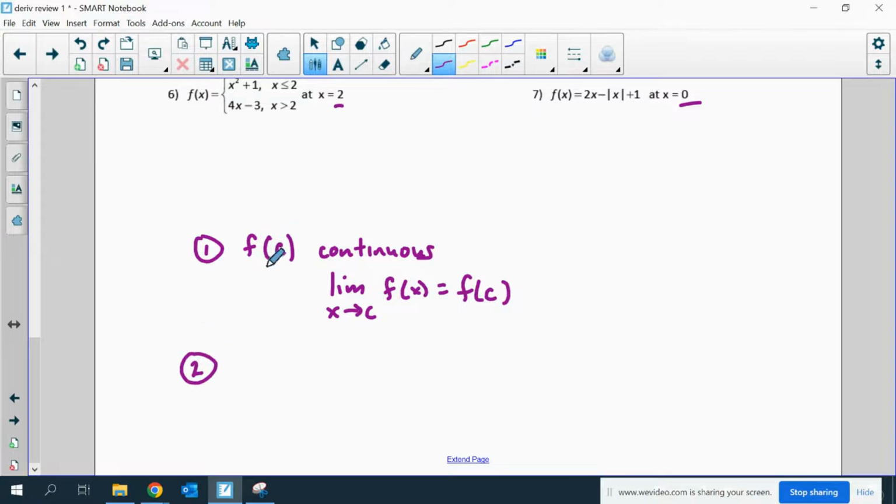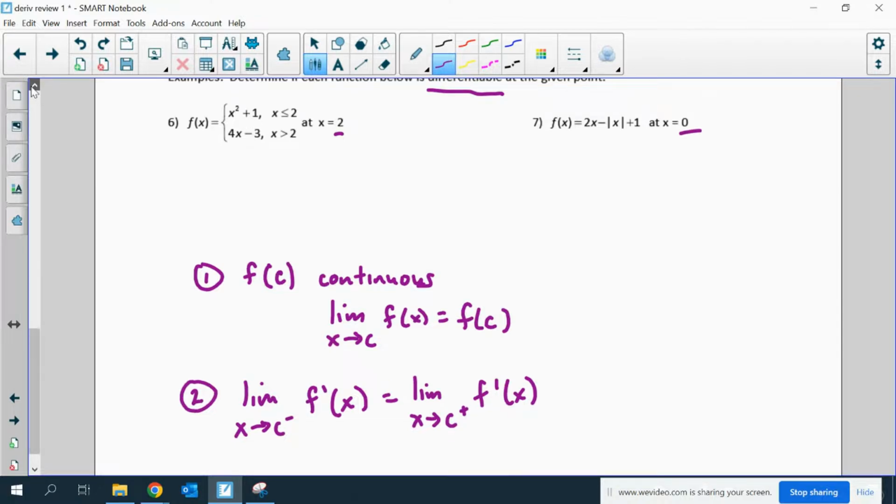Then also, the function has to be continuous, but then also we have to notice that the limit as x approaches that value of the derivative from the left has to equal the limit as x approaches that value from the right of the derivative. So both of those things have to be true. Essentially, the function has to be continuous, and then the derivative has to be continuous. So we have to have both of those things be true.